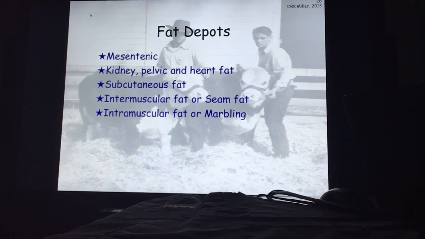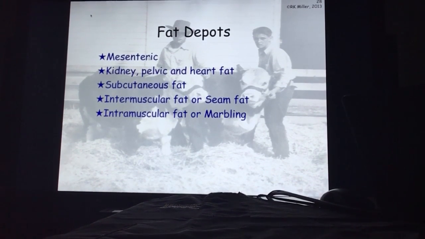The fourth fat to deposit will be fat between the muscles, or seam fat. We call that intermuscular fat, and we see that heavier where we have a lot more muscles, in the chuck, and we'll see more fat between those muscles. The fifth fat depot to deposit is marbling fat, or intramuscular fat, and that's fat within the muscle itself. I've shown you that picture of the paramecium and those cells. That's marbling.